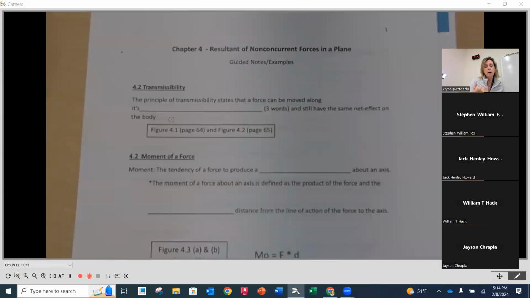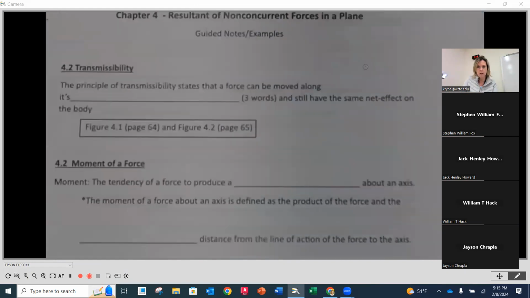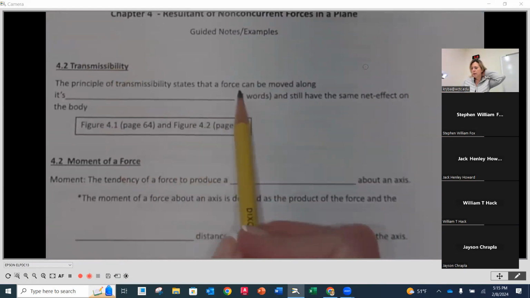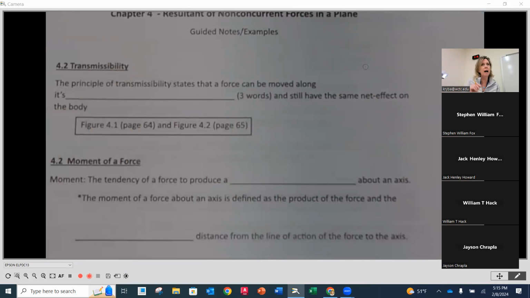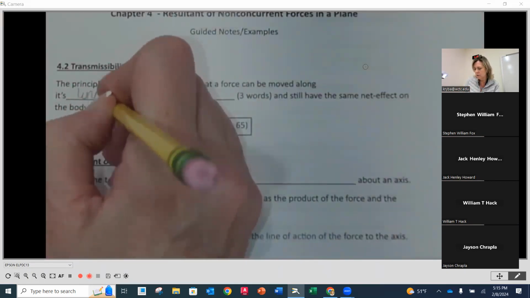So one of the concepts at the beginning here is called the principle of transmissibility. We've touched on this actually. We touched on this when we looked at that block that was on an inclined surface. Okay, and what the principle of transmissibility says for us is that a force can be moved along its line of action. That's what you want to put here. It can be moved along its line of action.